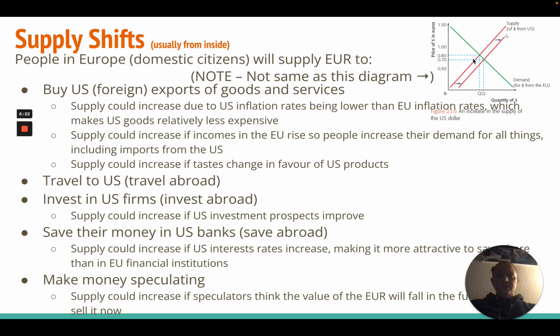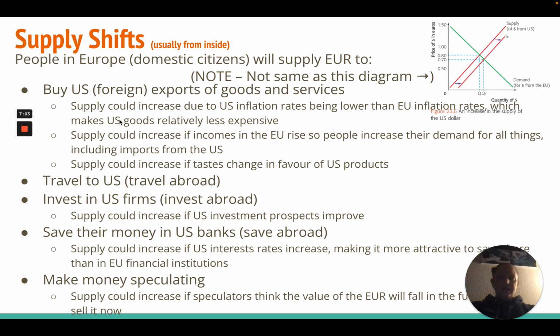The supply curve comes from inside the country. People in Europe are going to supply their money or put their money on the table and shift the supply. This diagram here is a dollar diagram, so it's not the same. The diagram for us would be price of euro in dollars. Buying US dollars for us or any other currency requires us to first put up some money in order to get some money. It has to be an exchange. You can't just get something for free.